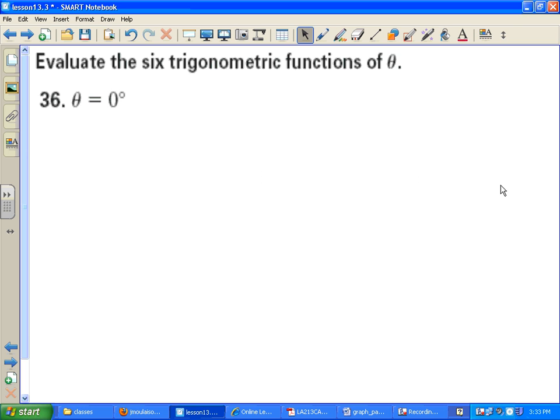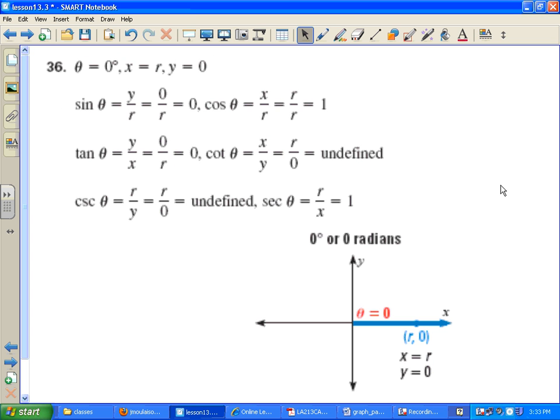So for an angle of 0 degrees, that's also a multiple of 90. That's 0 times 90. So that's a quadrantal angle. If I consider an angle of 0 degrees, x and r have the same value, and y is 0 because I'm along the x-axis here with my terminal ray. And once again, I can use those values and relationships to determine the 6 trig function values. For example, tangent is y over x, y is 0, 0 over x will be 0.